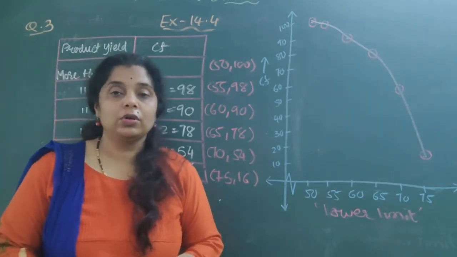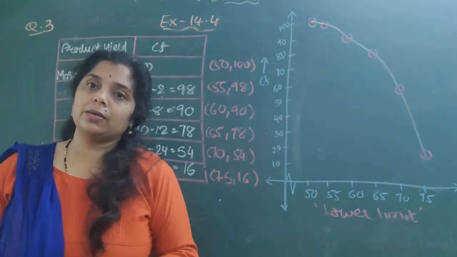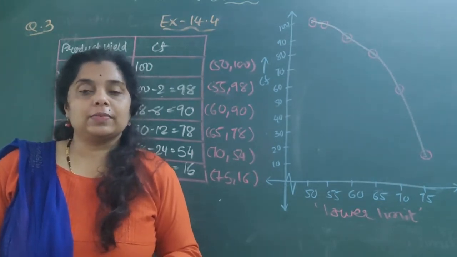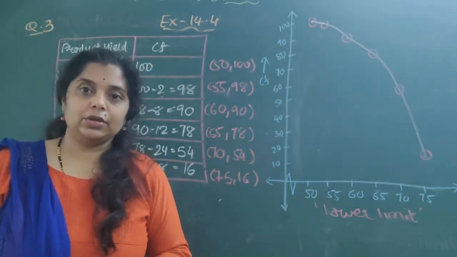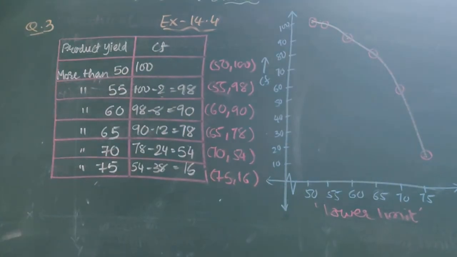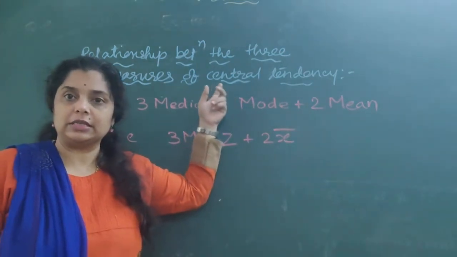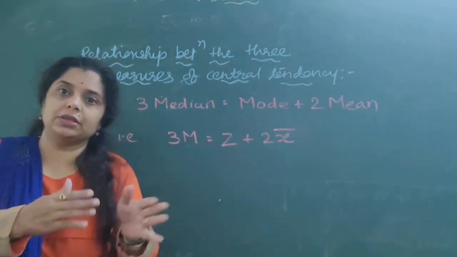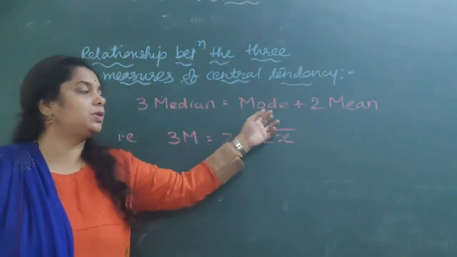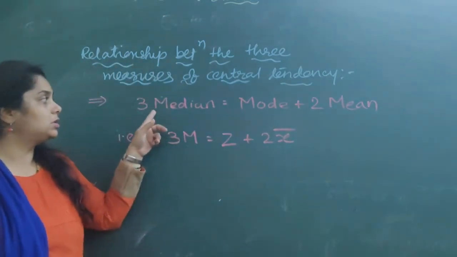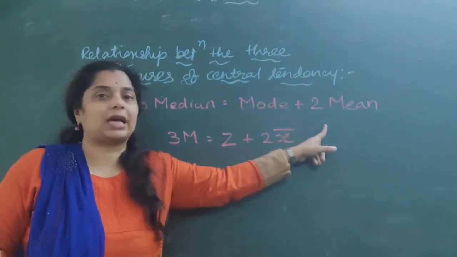I hope you understood all this concept, more than type, less than type, and how to get the median from the graph. The last topic is the relationship of the central tendency of the data. The relationship between the 3 measures of central tendency is given in your textbook as a remark in between the chapter. So what is the relationship between the mean, median, and mode? 3 times median is equal to mode plus 2 times mean.